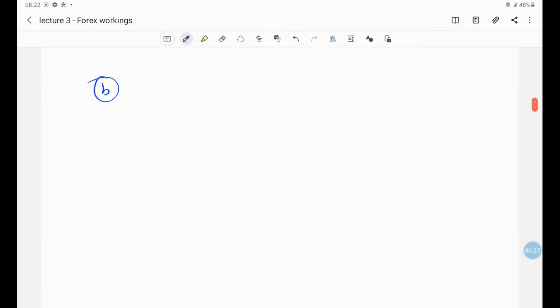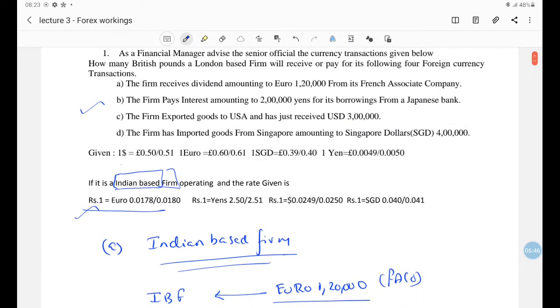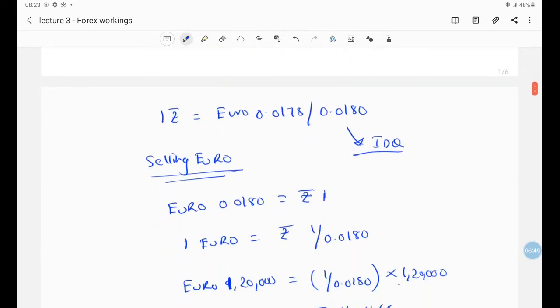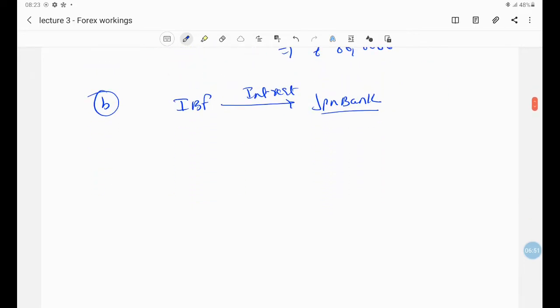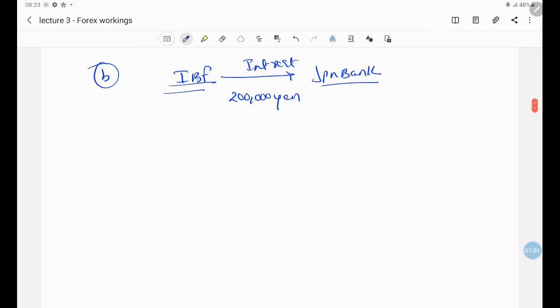I put once again here, the Indian based firm has to pay the interest amount to the Japanese bank, right? The Indian based firm has to pay the interest to the Japanese bank, which is in yen. So it has to pay 2 lakh yen to the bank. So we are an Indian based firm, but we require yen, right?